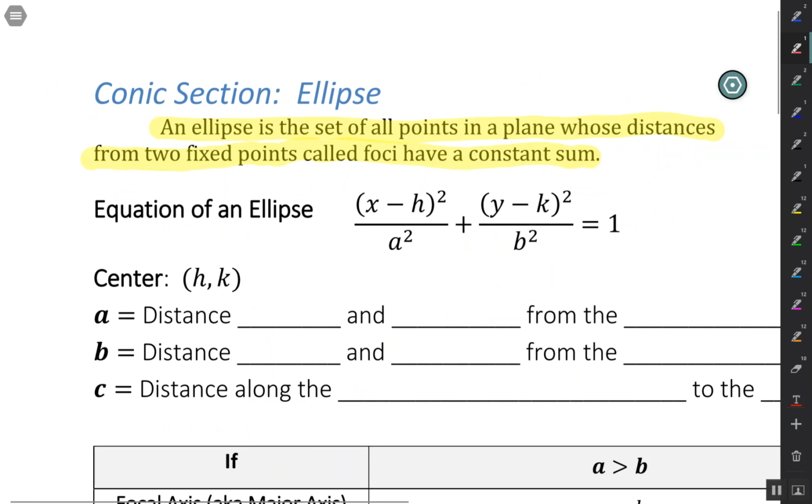Okay, so let's look at the equation. (x minus h) squared divided by a squared plus (y minus k) squared divided by b squared is equal to 1. Just to let you know, I do this a little bit differently than your textbook does. I think that they change the a and the b around a little bit, and I try to keep them in the same spot. I have a reason for that. It just makes more sense to me.